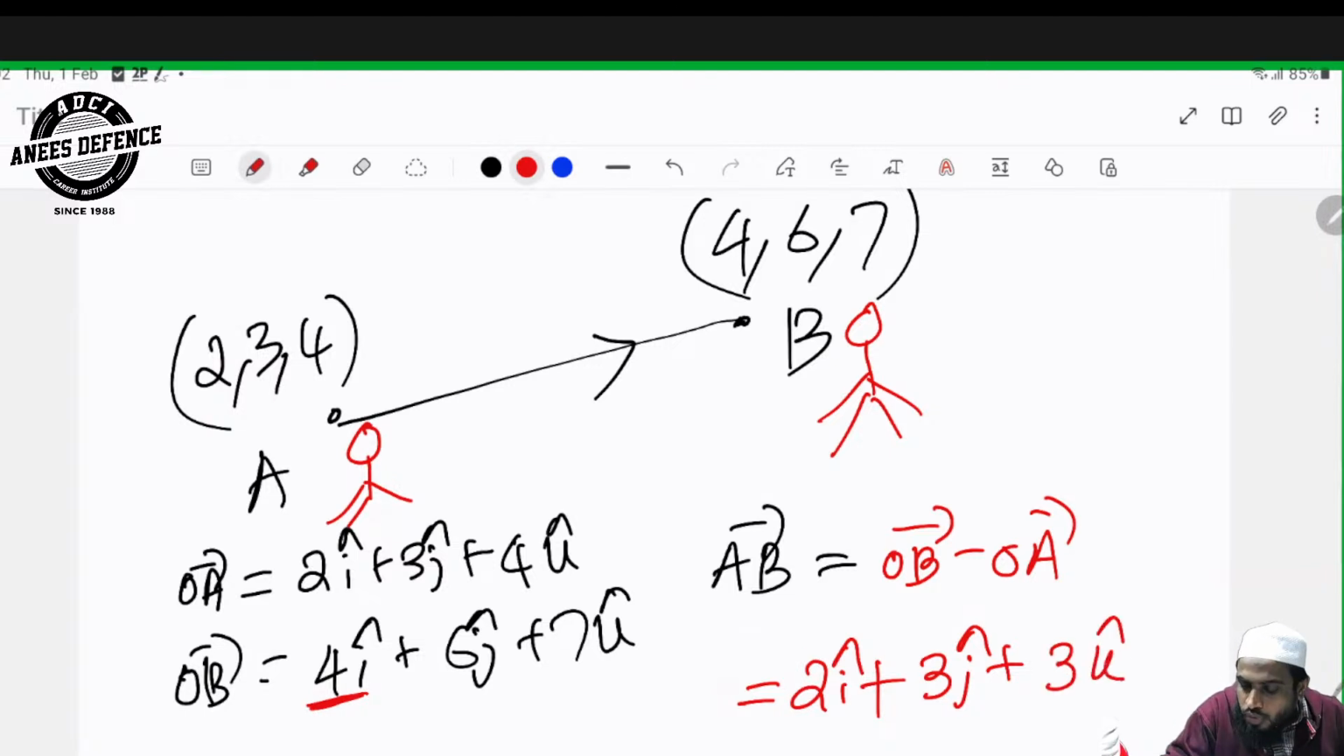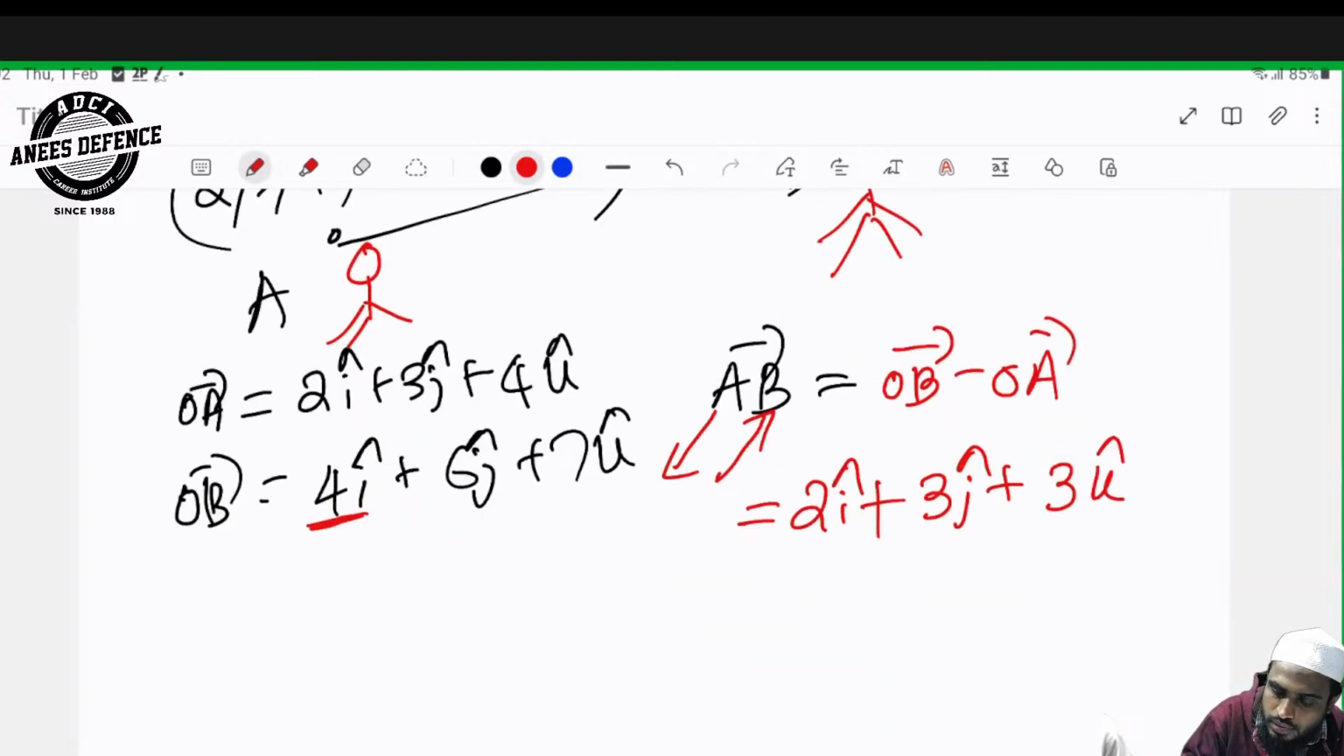That means starting from A, ending at B. So that is AB. When you are calculating AB, you have to take OB minus OA.